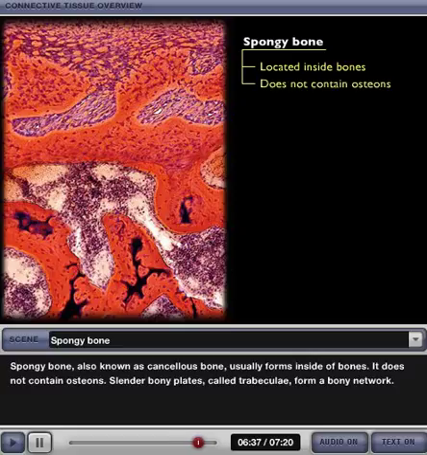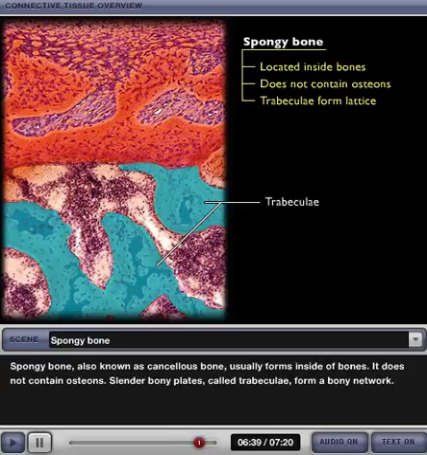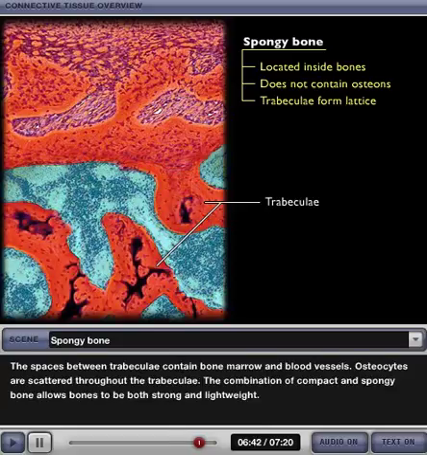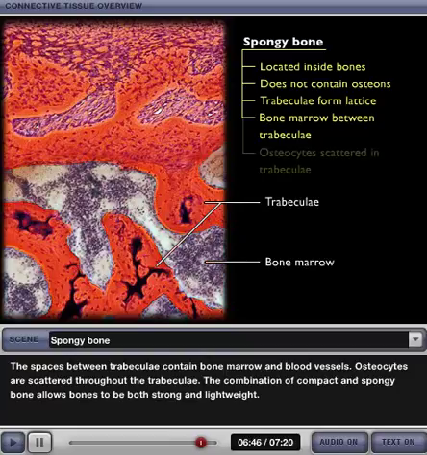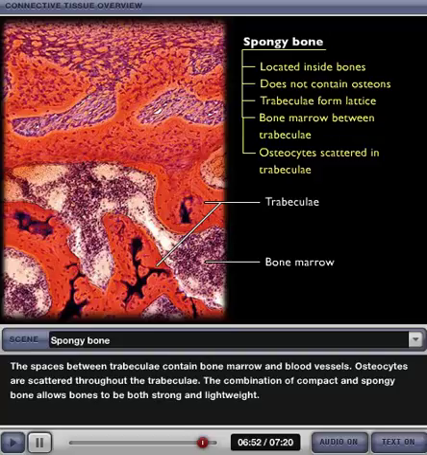Slender bony plates, called trabeculae, form a bony network. The spaces between trabeculae contain bone marrow and blood vessels. Osteocytes are scattered throughout the trabeculae. The combination of compact and spongy bone allows bones to be both strong and lightweight.